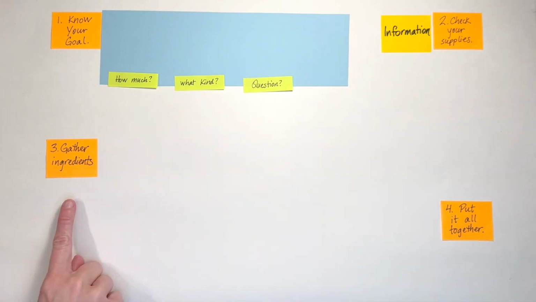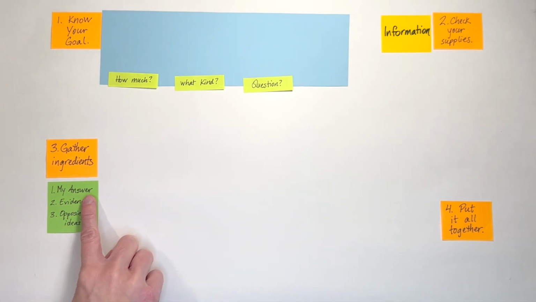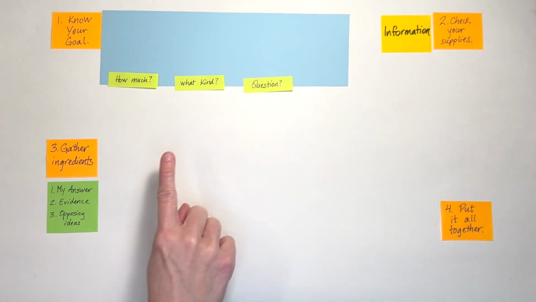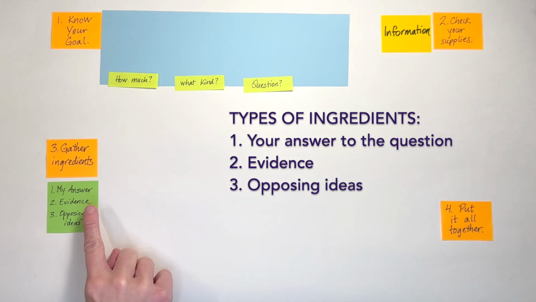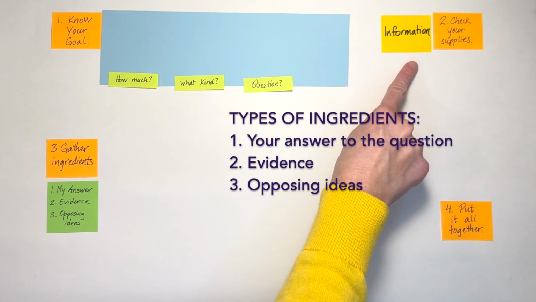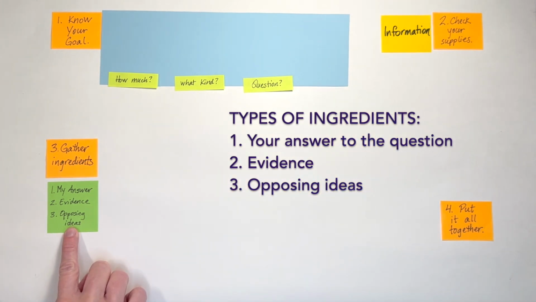Step 3 is to gather ingredients. You have to take certain pieces of information and figure out how they could go together in ways that will fit your goal. When you're writing a thesis, you're going to have 3 types of ingredients. You're going to have your answer to the question. Second, you're going to have evidence. Evidence is information that you're going to use to show why your answer is right. And then third, opposing ideas.